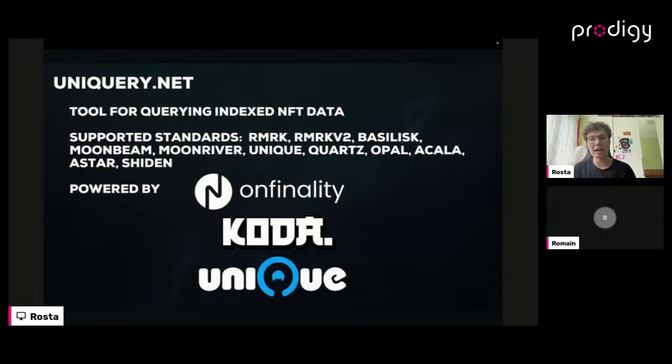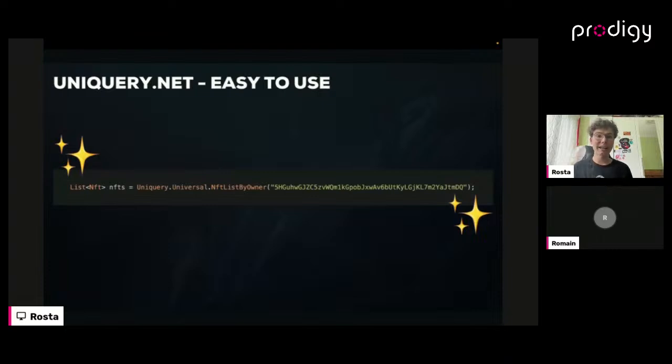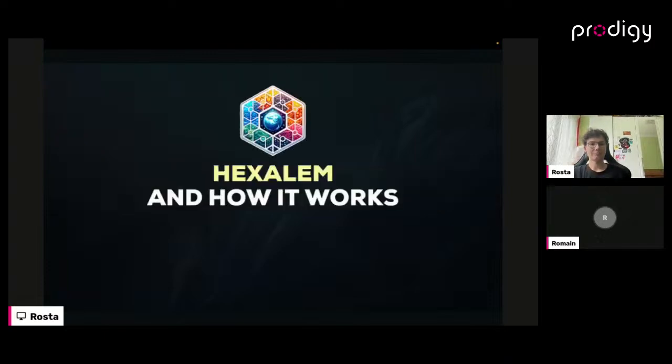If you want to use C#, then you will use Uniquery.net. And it's very simple to use. You just write a single line of code, and that is it. It's also documented in the GitHub repo. So I don't see a reason why not to use this tool. And now we can maybe get into Hexalem and how it works.